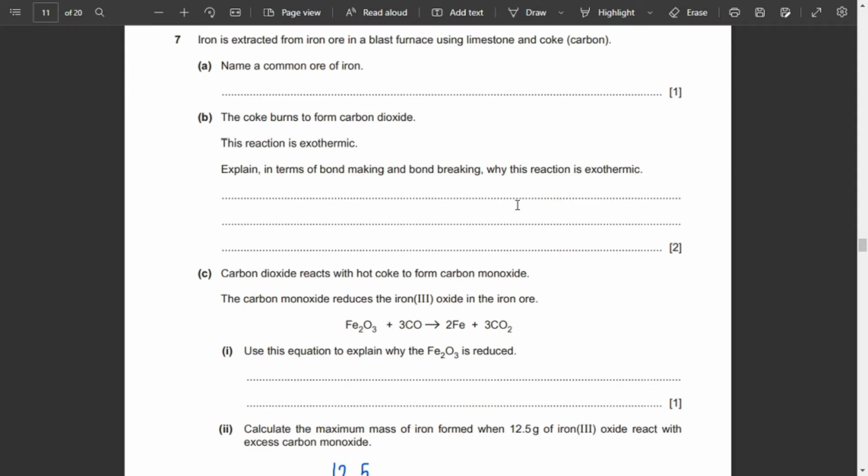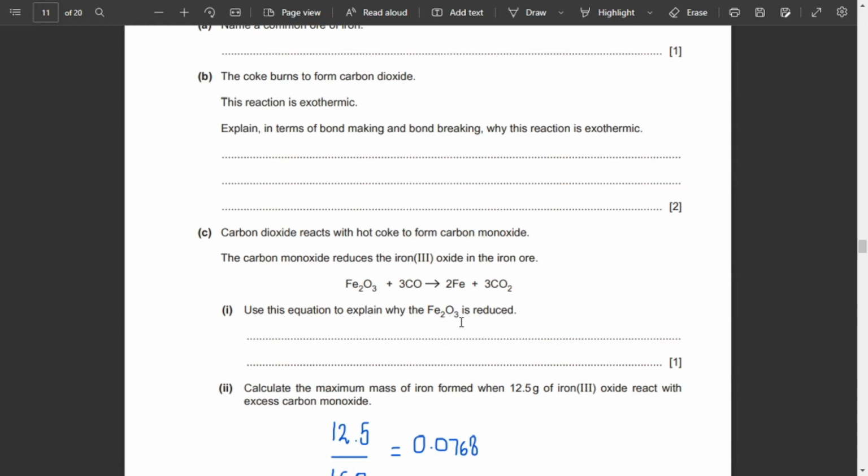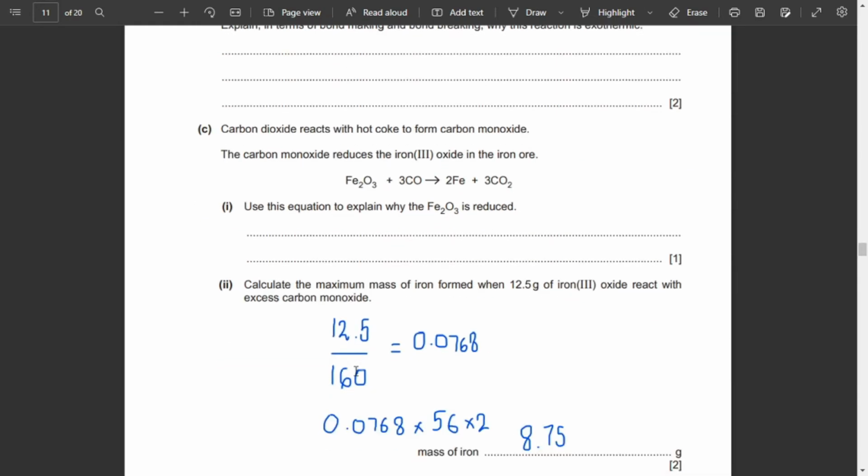Here we are supposed to find the mass of iron according to this equation. The amount of iron 3 oxide is given to us, and it is 12.5 grams. We need to find the mass of iron. Here carbon monoxide is in excess, so there is nothing that we are supposed to consider. First of all, we are going to find the moles of Fe2O3, because moles is the main thing that is going to help us determine the amount of something. So 12.5 divided by 160.